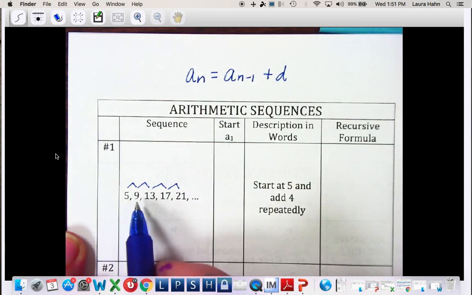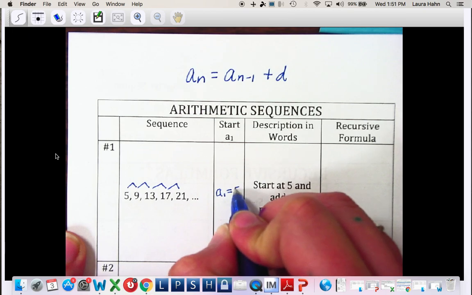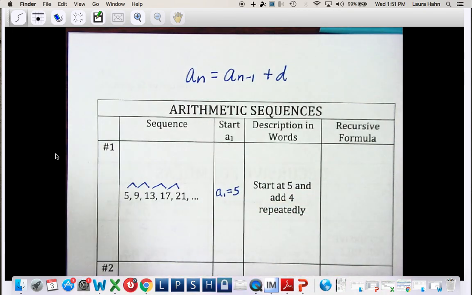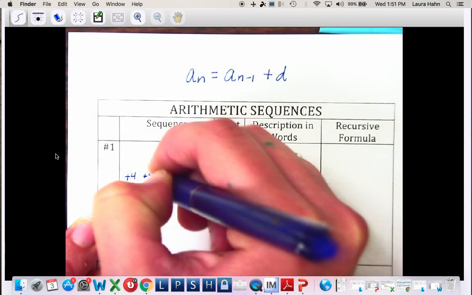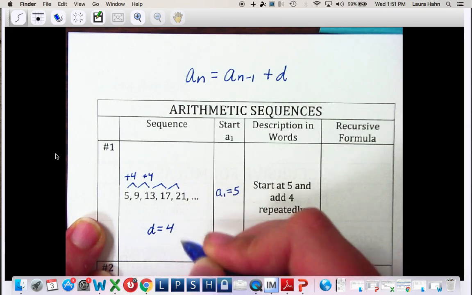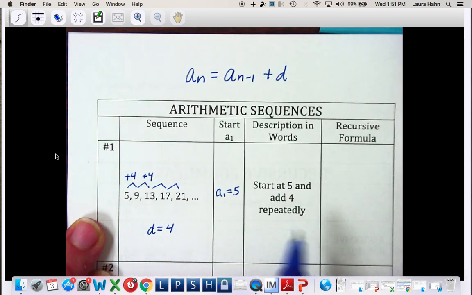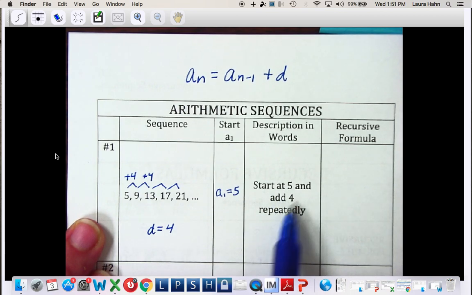Our first term is 5, so our a sub 1, the first term, is 5. So I'm going to go ahead and label that. Okay, so what's happening as I move from 5 to 9 to 13 to 17? I know we are adding 4 each time. So my common difference is a positive 4. So, in words, we started at 5 and we're going to add 4 repeatedly.